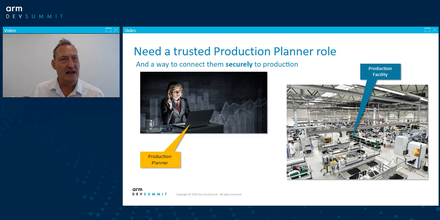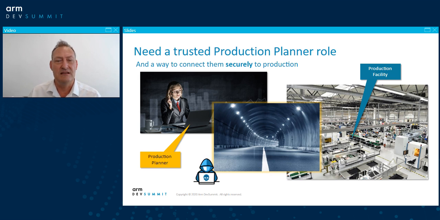So what we need here to improve the transfer to production is something like a trusted production planner role. Typically, this would be a person or a role that already exists within an organization. Sure, someone is going to be scheduling production with outside contractors today, but we need someone who's going to consider how to do that securely, to securely connect with production.